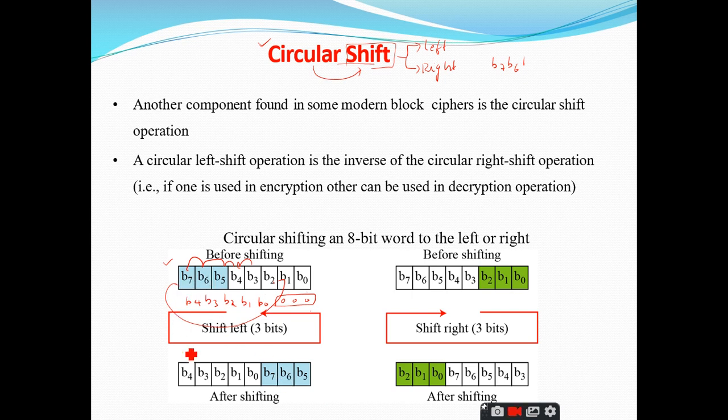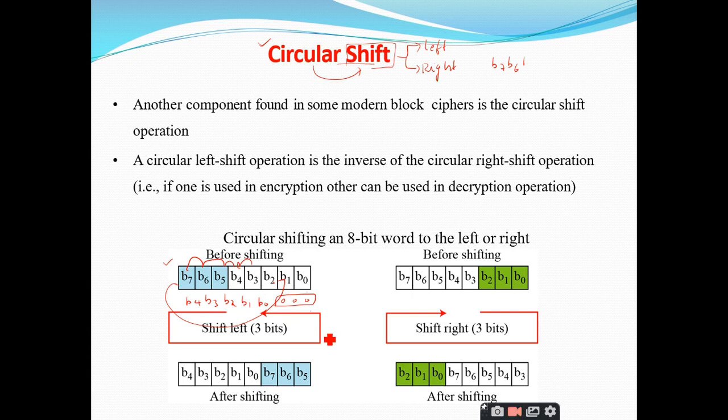Next the b6 is removed and it is kept before b7. Similarly b5 is removed and it is kept before b6. This is how the circular shift operation works. So the reverse of the circular left shift operation is the circular right shift operation.